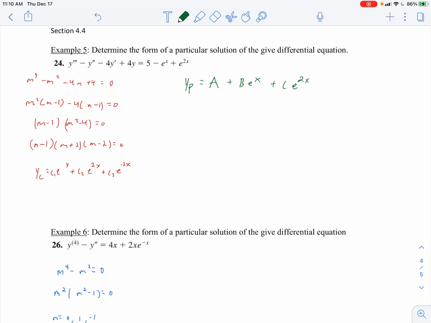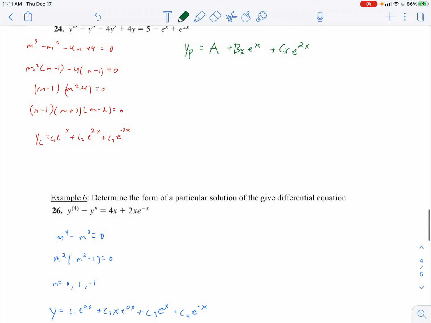So now I'm going to look at my complementary solution and see if anything repeats. Do I have an e to the x? Yes, I do. So what I'm going to do is, well, then that needs to be b x e to the x. So that's taken care of. Do I have an e to the 2x? Yes, I do have an e to the 2x. So I'm going to make sure that since that's repeated, that's taken care of. So it's going to be c x e to the 2x. And I'm finished. All right. Because now there's not going to be anything that is going to repeat.